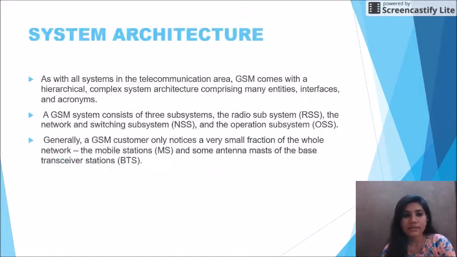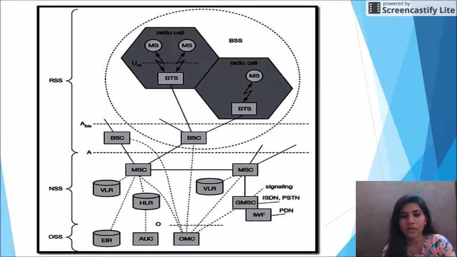Now, what is the system architecture? As with all systems in the telecommunication area, GSM comes with a hierarchical, complex system architecture comprising many entities, interfaces, and acronyms. It consists of three subsystems, that is the radio subsystem, the network and switching subsystem, and the operation subsystem. I will explain all of these further. Now have a look at the architecture of GSM. It has three parts, that is RSS, NSS, and OSS. These three comprise several entities, interfaces, switches, and databases.